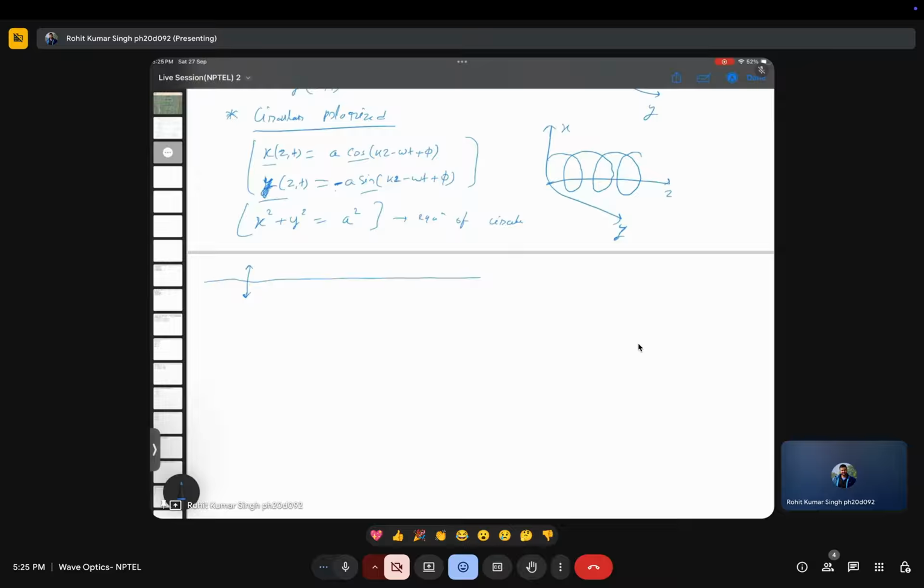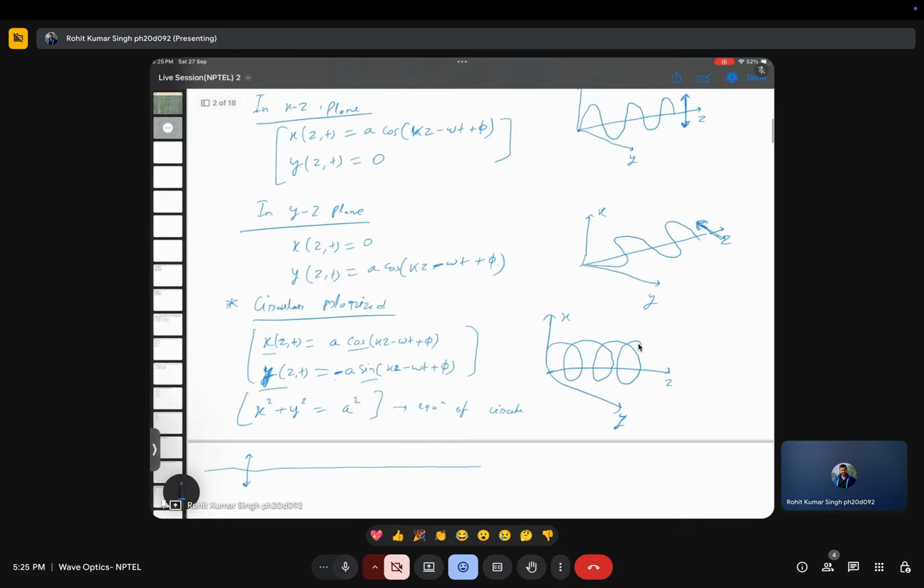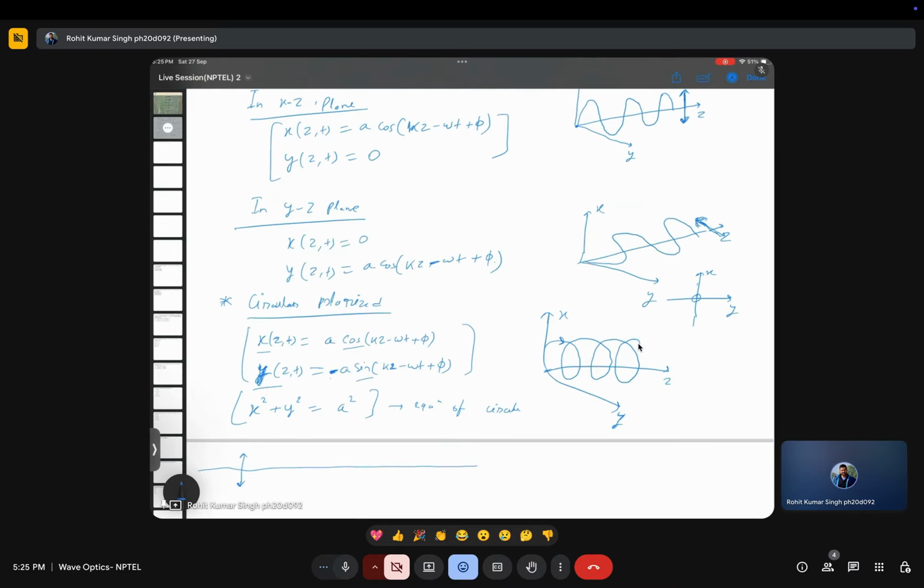Sir, why is there a negative amplitude with this y equation? Because we want to have a clockwise rotation. So basically, let's look here. This is your y direction, this is your x direction. The z direction is coming out of the screen. When your x is positive, that means you are in the upper half, and if your y is negative, you have a point here, right?